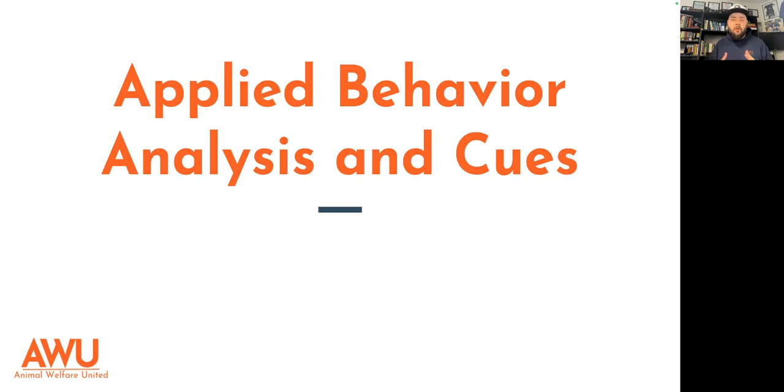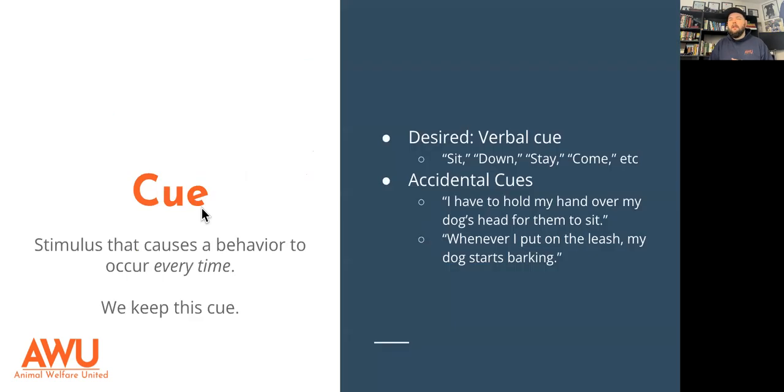But this is incredibly important if we're talking about modifying dog behavior. We've got to understand our antecedent behavior consequence sequence. We've got to understand our cues. What is a cue? I talked about cues last time when we talked about prompting, so prompt versus cue. Prompt is what we're going to fade. It's how we kind of get to where we want to be. And the cue is the stimulus that makes a behavior happen every time. It's what we're going to keep long term.